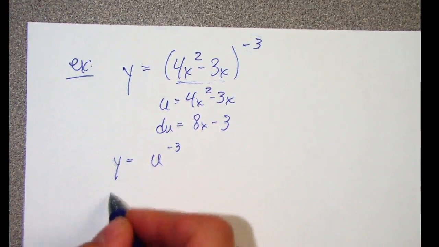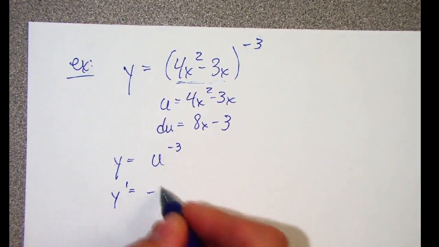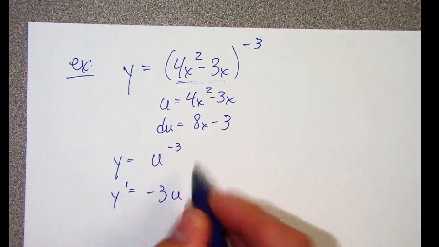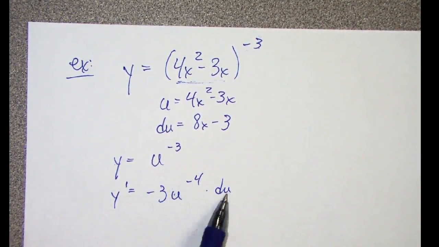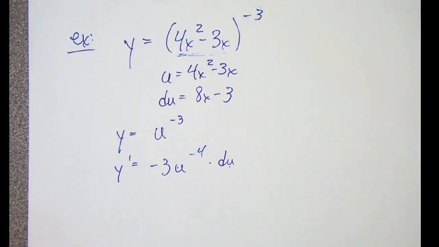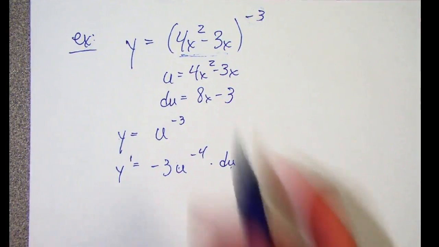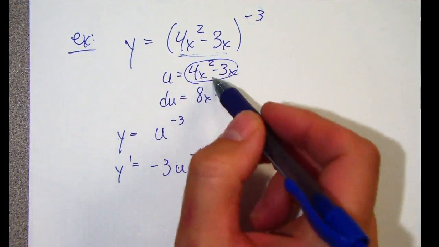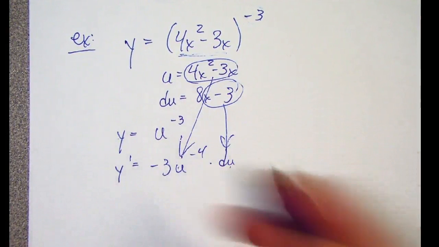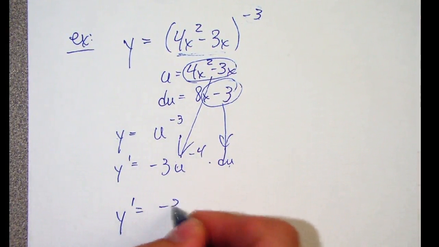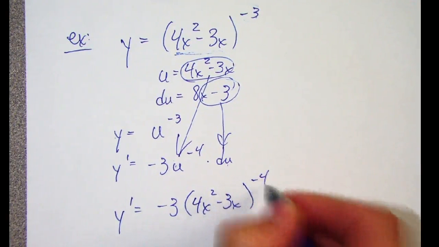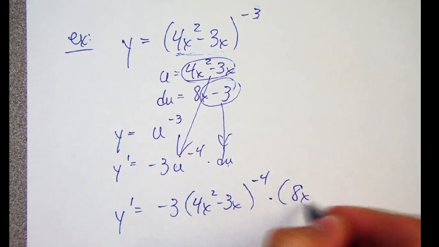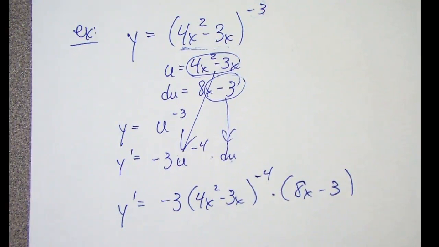Then I'm going to take the derivative of this. So the derivative is bring down the power, reduce the power by 1, and if you take the derivative of a u, you got to multiply by du. Now I just plug in this in place of u and this in place of du. So y prime will be negative 3 times 4x squared minus 3x to the negative fourth times 8x minus 3.